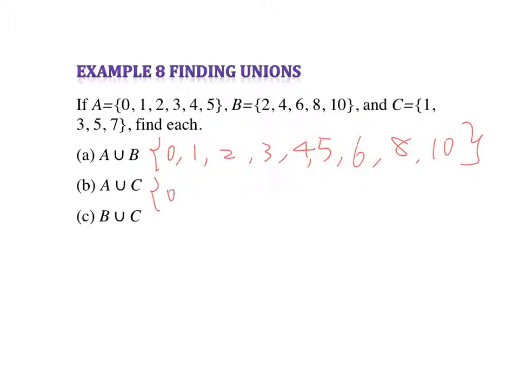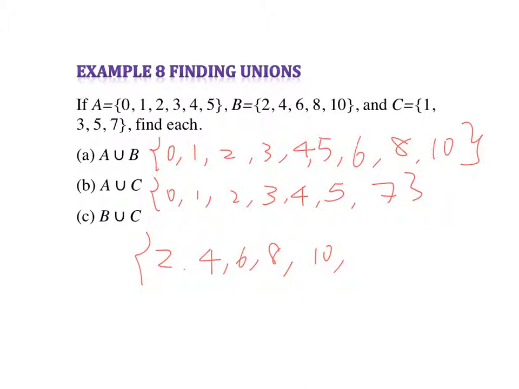A union C, same way. I'm writing out all the A's. Now I go into the C. C, I already have a 1. I already have a 3. I already have a 5. I don't have 7. I just add the 7 in. And B union C. B, I have 2, 4, 6, 8, 10. Now I don't have 1, so I add the 1 in. I don't have 3. I don't have 5. I don't have 7. Remember, order doesn't matter. Repetition doesn't matter. This is perfectly fine, right?